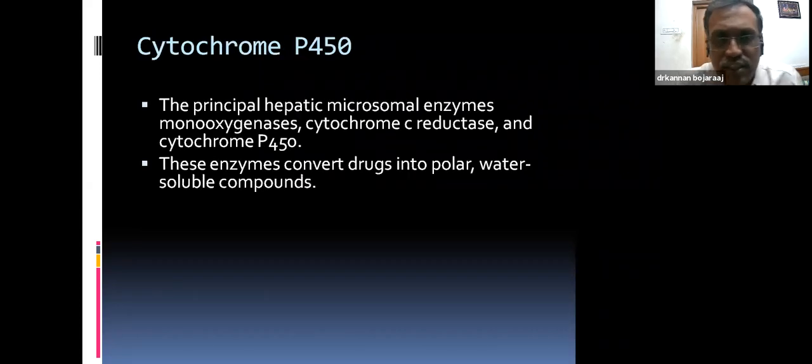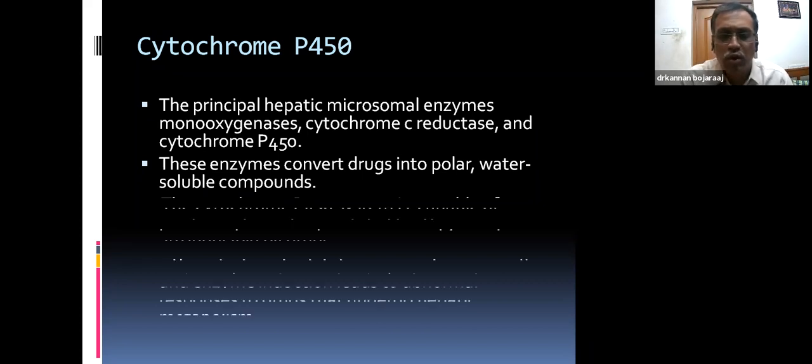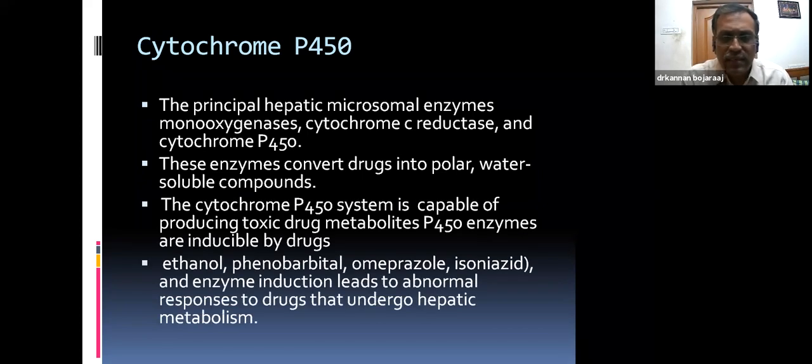Another special system of enzymes in the liver is the cytochrome P450 system. These are the principal hepatic microsomal enzymes: cytochrome monooxidase, C reductase, and P450. The enzymes convert polar, non-water soluble compounds to water soluble compounds. The very dangerous thing is that the cytochrome system is capable of producing toxic drug metabolites. It is induced by so many drugs.